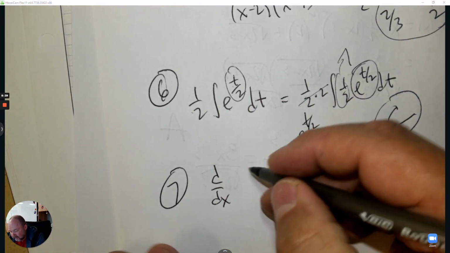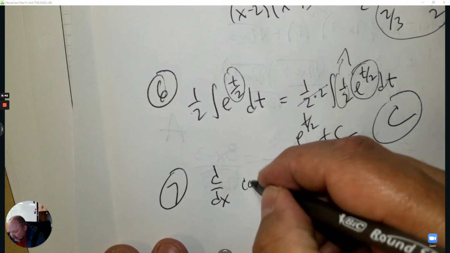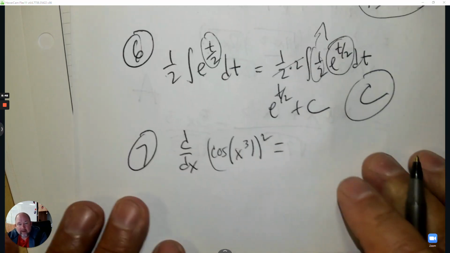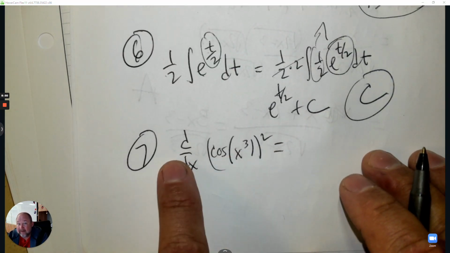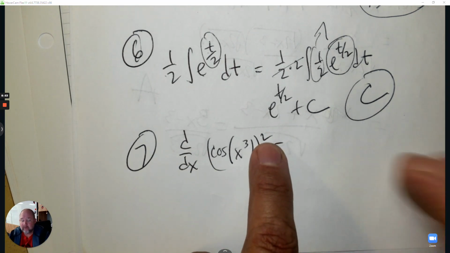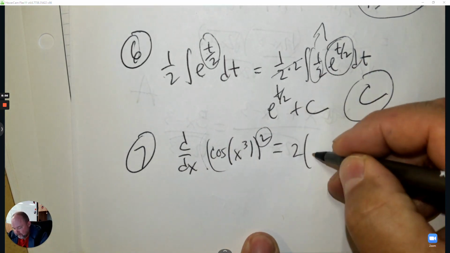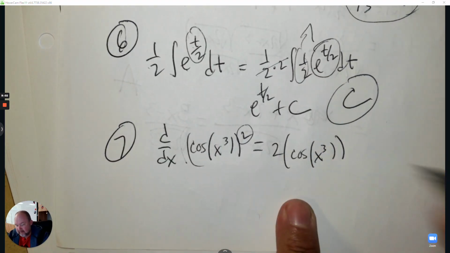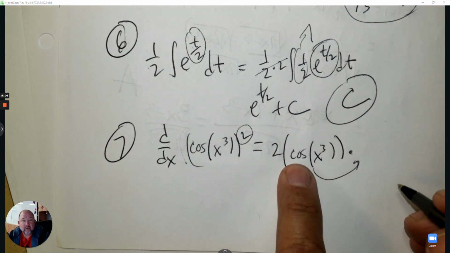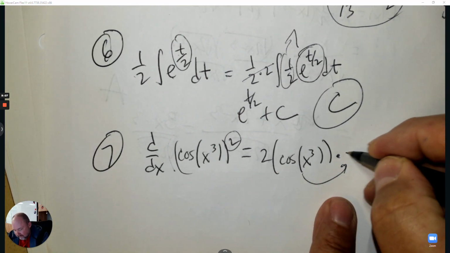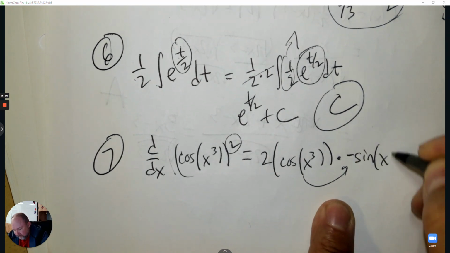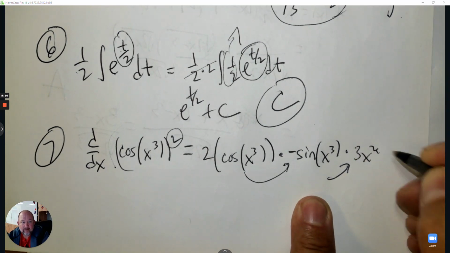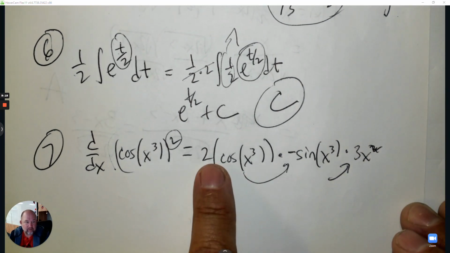Can you recognize when it's a simpler question or it takes a lot of steps? I'm going to rewrite this. I'm going to rewrite it like this with the exponent there. So when I take the derivative, we're going to take the exponent and multiply in front. We're going to subtract 1 from the exponent and then the hook. So the derivative of cosine is negative sine. And then there's another hook. The derivative of x cubed is 3x squared.